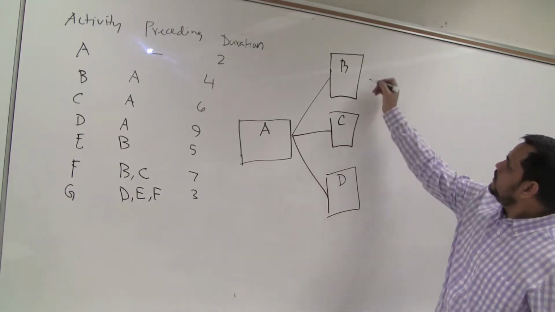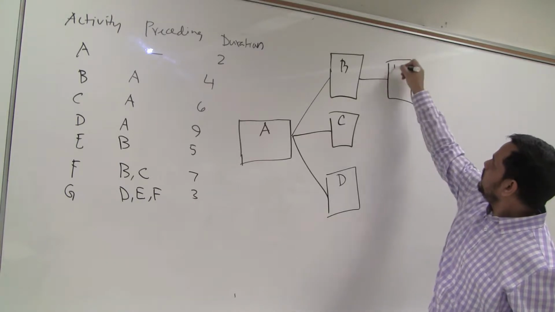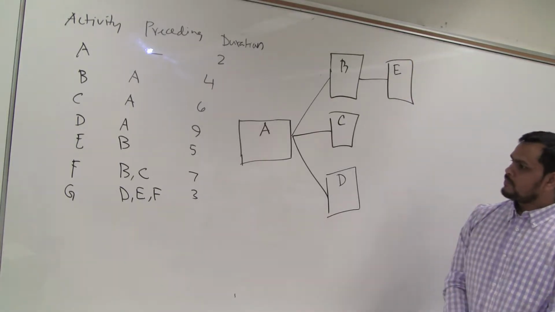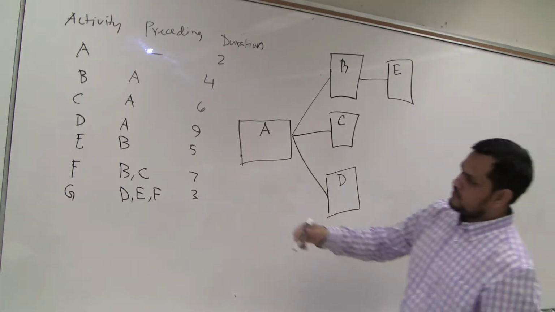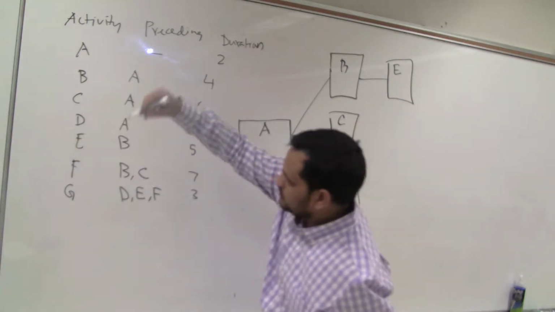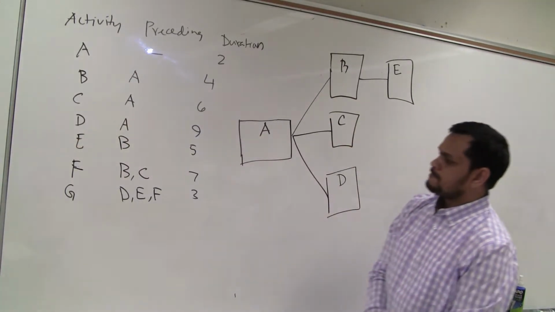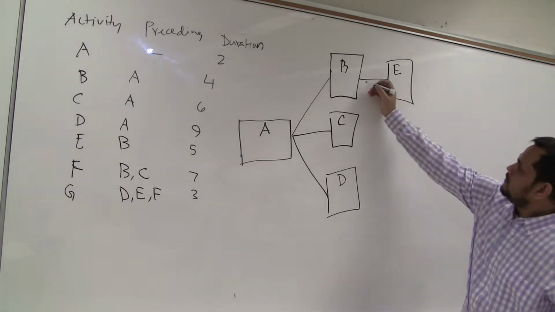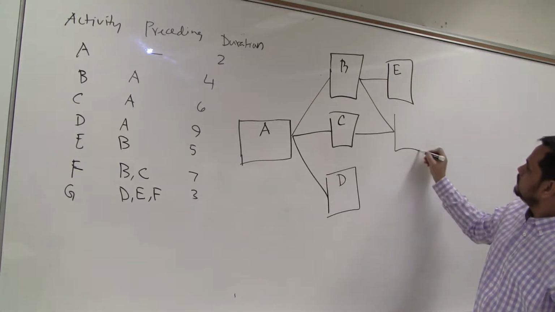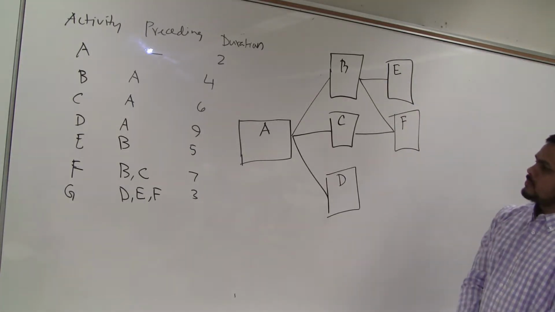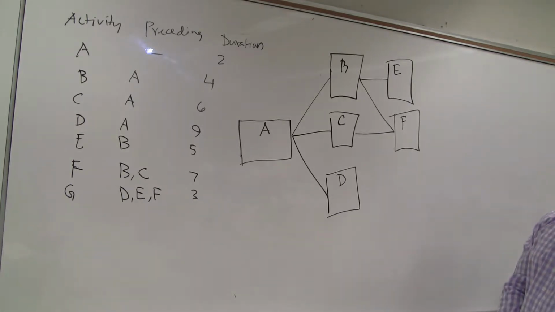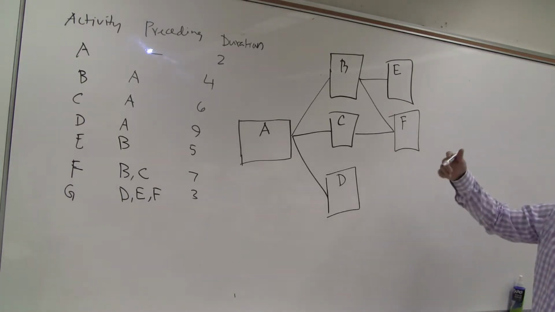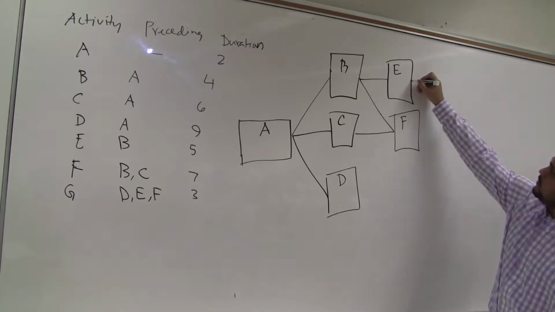E is following B. Correct. F, my F looks like E actually. F follows B and C, so F is somewhere here. G follows D, E, F. Everything. So make it beautiful.